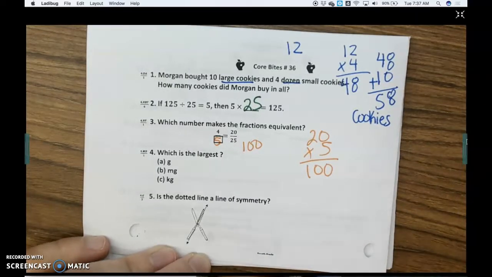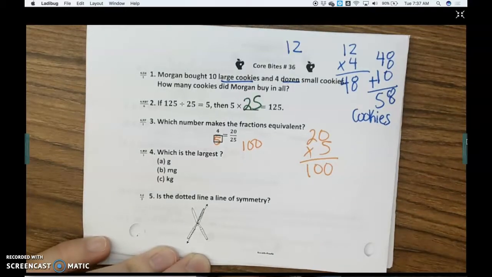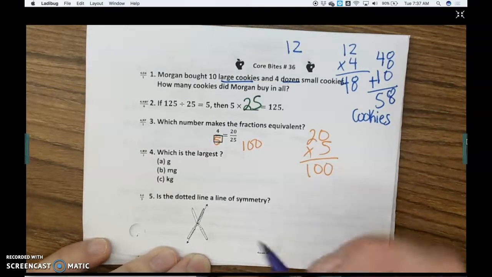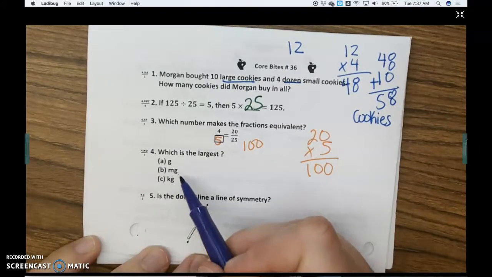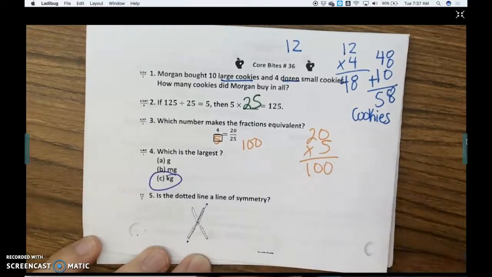Number 4, which of these units is largest? So you've got grams, milligrams, and kilograms. So milligrams are the smallest, then grams, then kilograms. So kilograms is the largest.